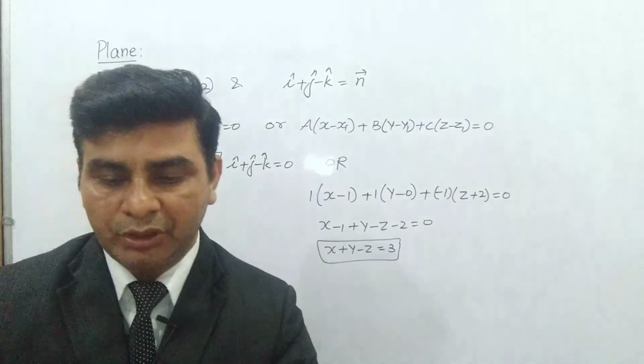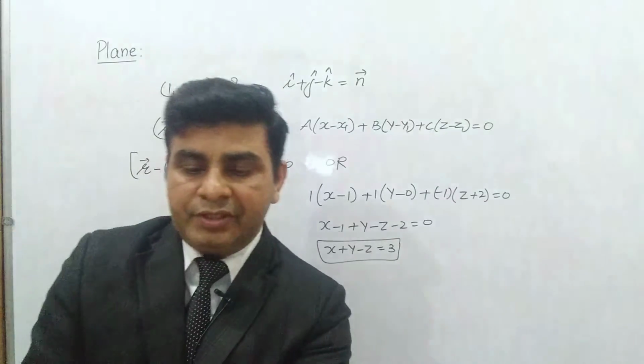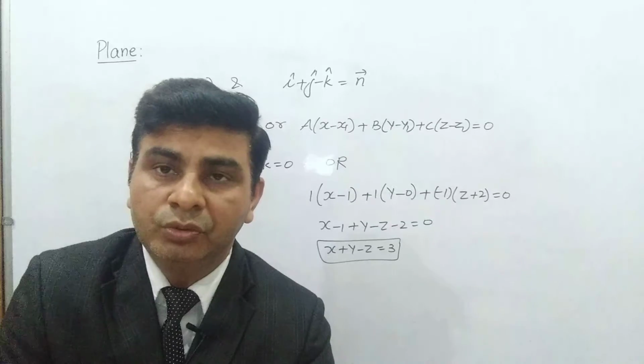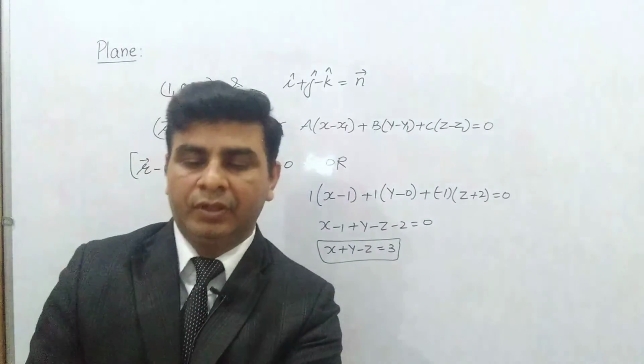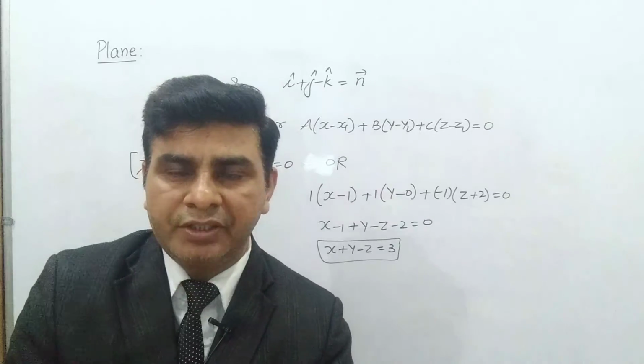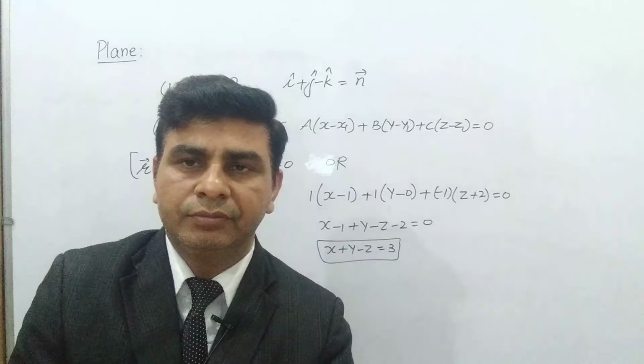Now let me do question number 6, which states: find the equation of the plane that passes through 3 points. Dear students, 3 points are given to you and these 3 points are passing through the plane, whose equation we need to write down.